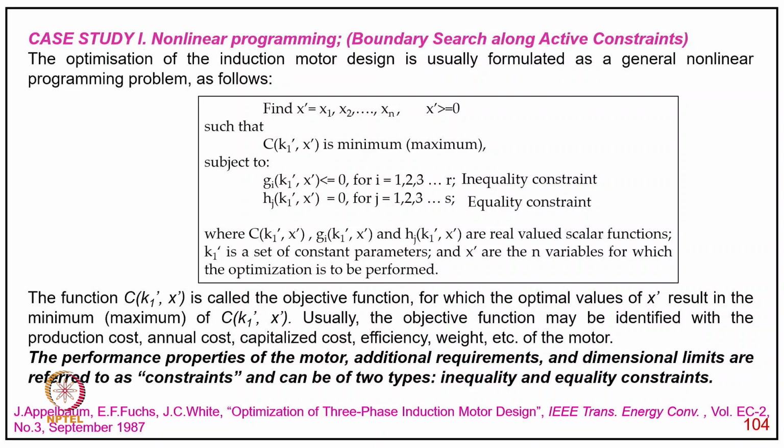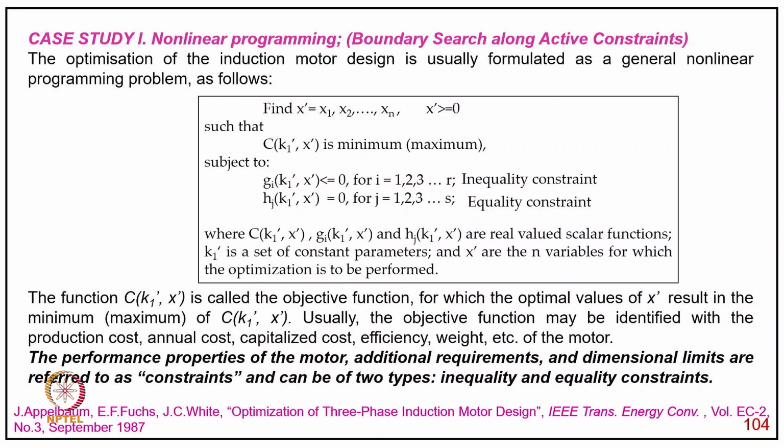So the optimization of induction motor design is usually formulated as a nonlinear programming problem: find x', that is the variables, where the variables are greater than 0. Because variables are normally taken as dimensions, which are non-zero and most of the time positive in this machine. Then you calculate your objective function C as a function of k' and x', which is to be minimum or maximum. Take for example, material cost should be minimum or efficiency should be maximum. So it depends what objective function you are taking.